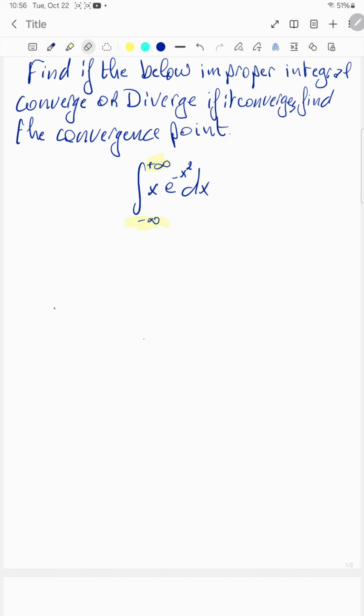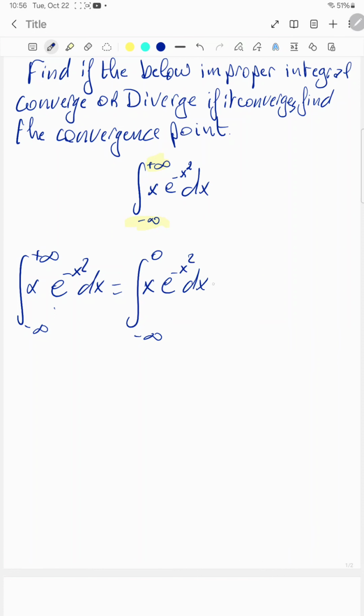So I know I can write this integral, the integral between minus infinity and plus infinity of x e to the power minus x squared dx, as the integral between minus infinity and 0 of x e to the power minus x squared dx plus the integral from 0 to plus infinity of x e to the power minus x squared dx. And now let's solve them one integral at a time. I will start with this integral here.